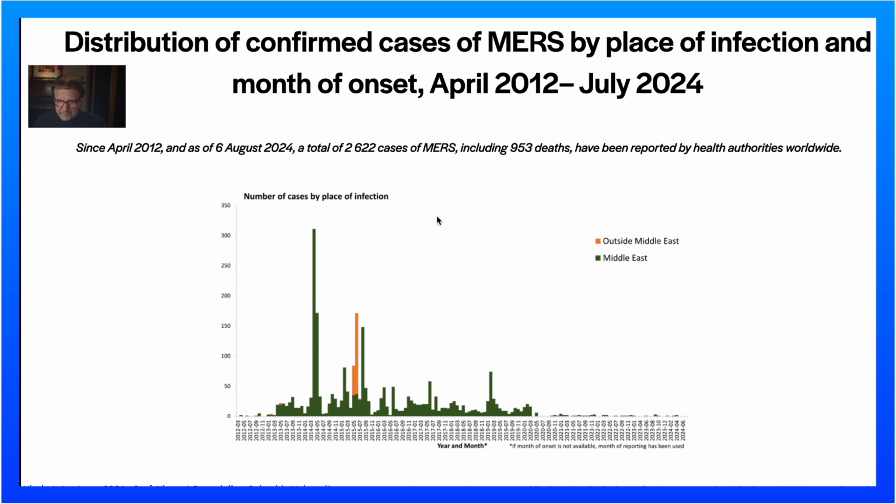So here's an example of the incidence of MERS. These are confirmed cases of MERS by place of infection and month of onset. This is from 2012, when we first discovered it, to July 2024. There have been 2,622 cases, including 953 deaths. It's about a 35% case fatality rate. And you can see by the colors, most of these are in the Middle East.